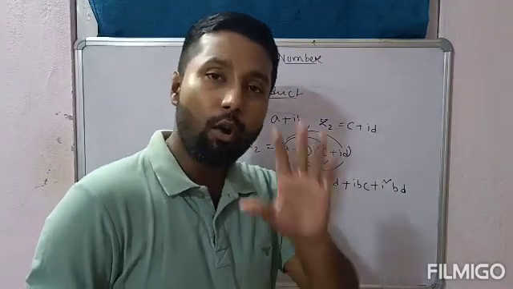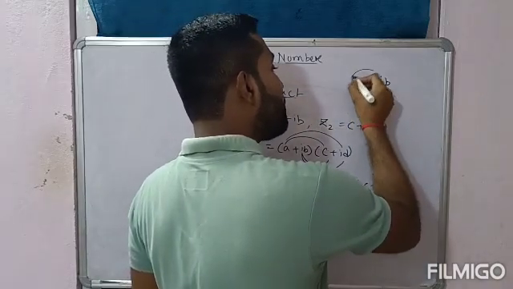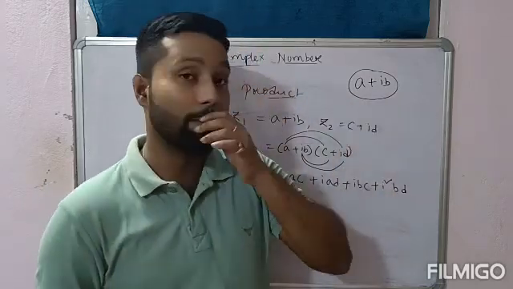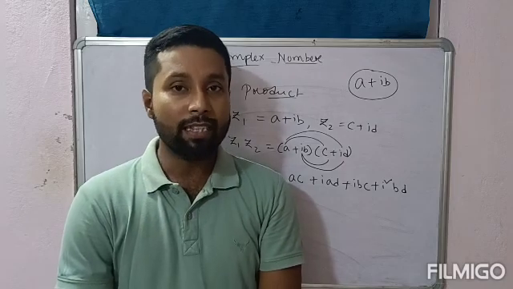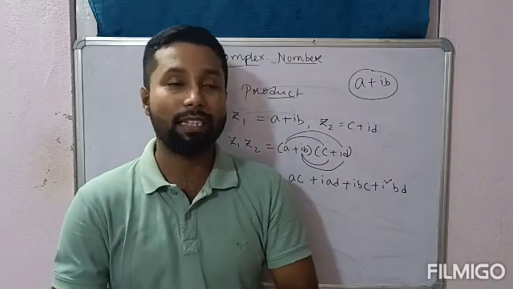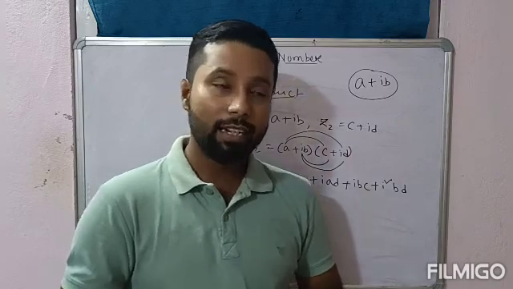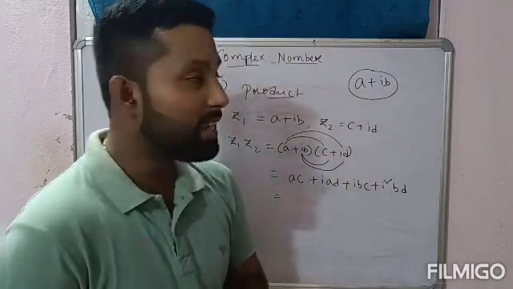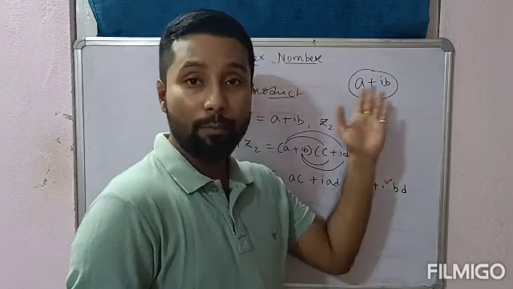Always try to express a complex number in the form a plus ib, because this is the standard form of a complex number. Just like a straight line has a standard equation, the linear equation ax plus by plus c equal to 0, a complex number also has a standard form, and the standard form is a plus ib.